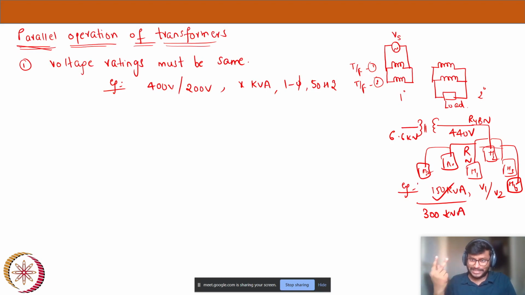So yeah, that is the first most important advantage of a parallel operation, the application of parallel operation of transformers. So one of our attendees said load sharing. Load sharing is very important. So in that case, parallel operation plays a very big role. And yeah, so that was the first condition.